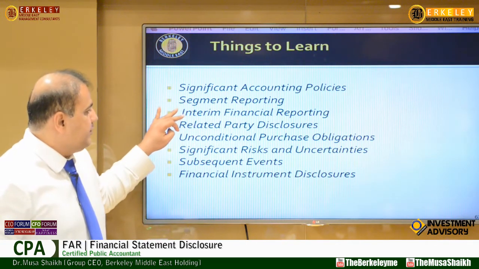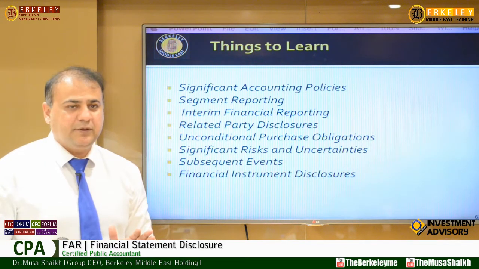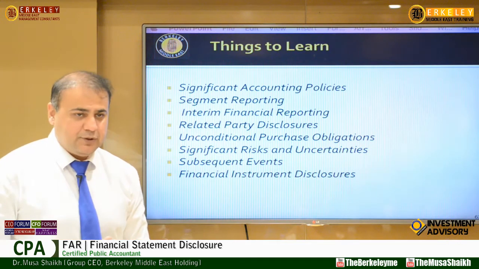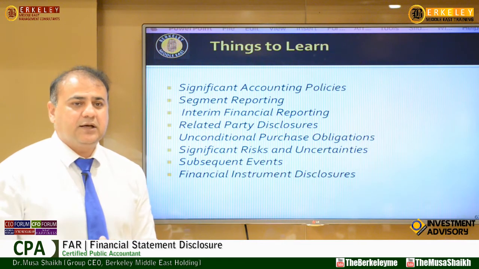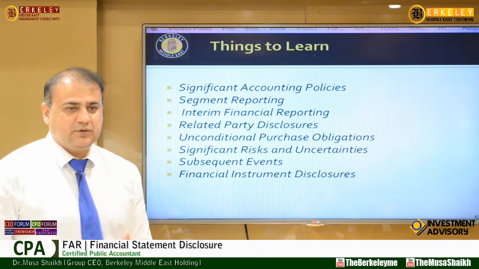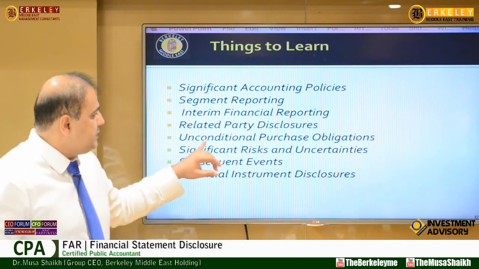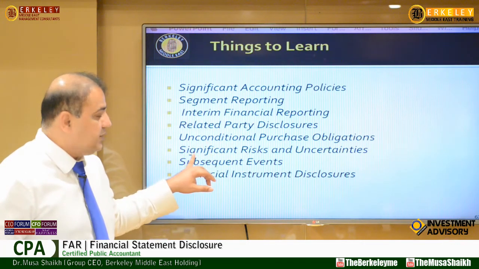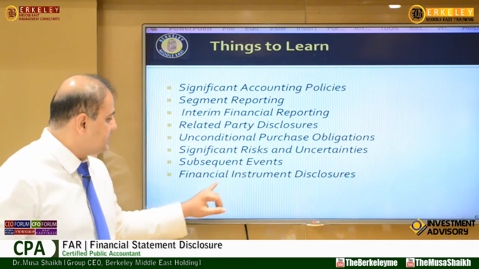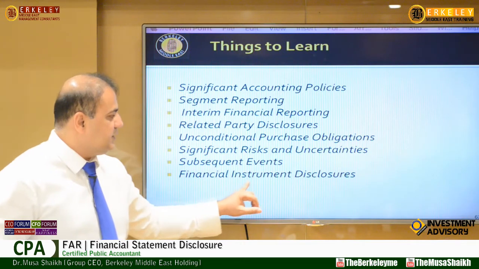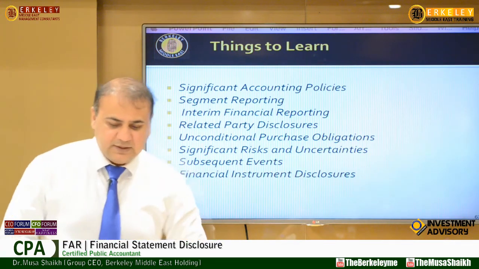What is segment reporting? How to do reporting between the year, that is called interim reporting. Related party disclosure means sister companies, the companies who have common shareholders, so how to disclose them separately. Unconditional purchase obligations, significant risks and uncertainties, subsequent events, and in the last we'll see financial instrument disclosure. This is the topic of the day.